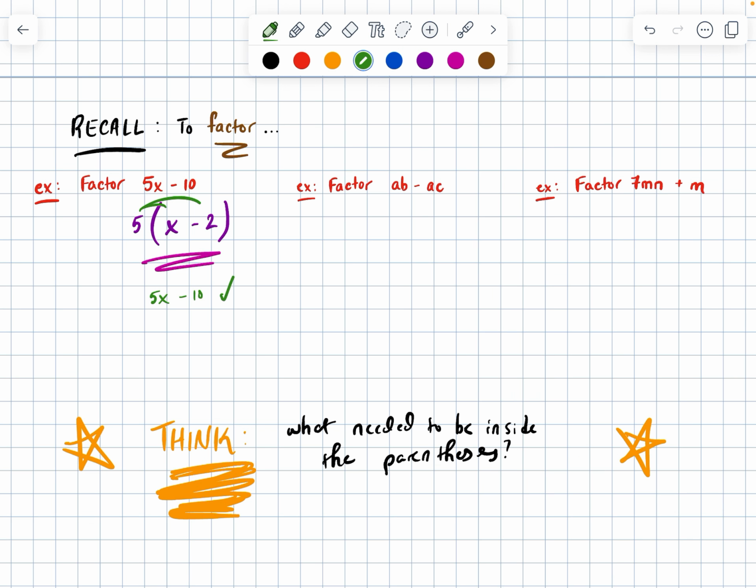ab minus ac, same question. 7mn plus m, same question. What is the thing that they have in common? And then what would need to be inside of the parentheses when you take that out so that when you distribute back in, you get back to where you came from? Give yourself a 1-minute timer. What do they have in common? What's left in the parentheses? And check your work to make sure that you got it right. Go ahead.